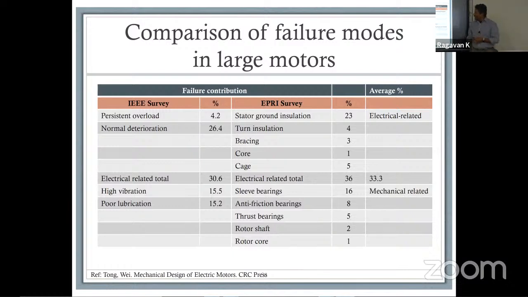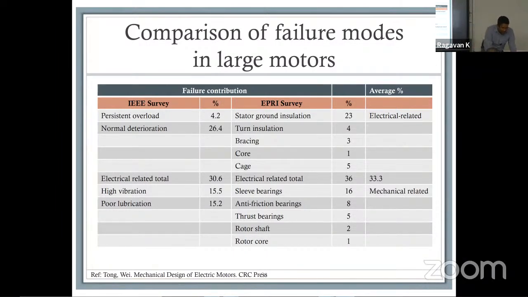This basically is data that came from IEEE and another set done by EPRI. So two agencies, two groups did a very similar analysis looking specifically at the failure contribution. And what they found out was that they had somewhat similar behavior.